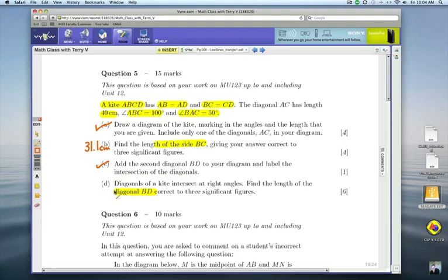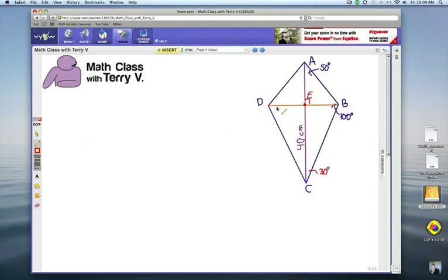Now D says the diagonals of the kite intersect at right angles, find the length of diagonal BD, correct to 3 significant figures. Let's go back to the diagram. So we need to find the length of DB from our given information. Now we know from a previous question that this is 31.1, this side of that triangle.